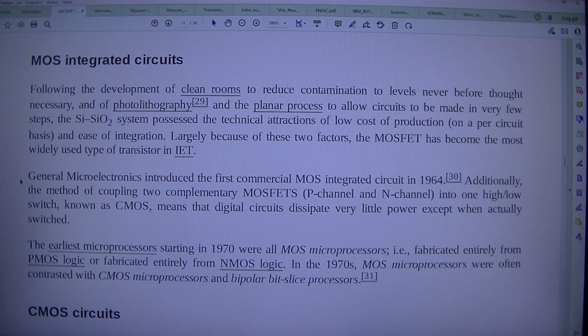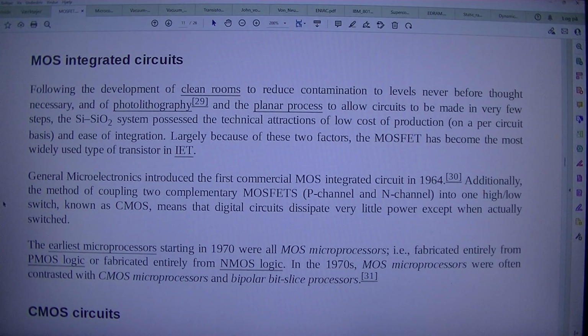MOS integrated circuits. Following the development of clean rooms to reduce contamination to levels never before thought necessary, and of photolithography, and the planar process to allow circuits to be made in very few steps, the SiO2 system possessed the technical attractions of low cost of production, on a per-circuit basis, and ease of integration. Largely because of these two factors, the MOSFET has become the most widely used type of transistor in ICs.